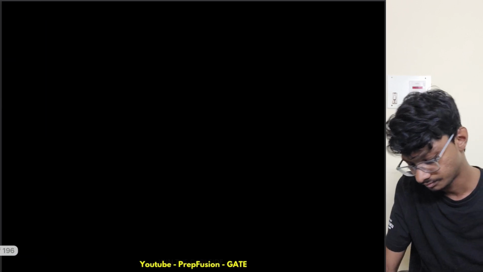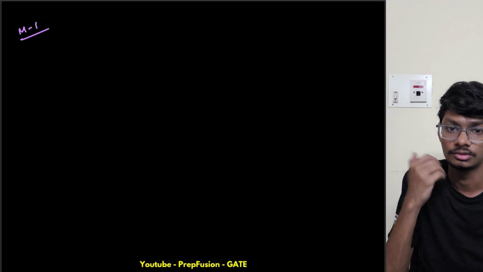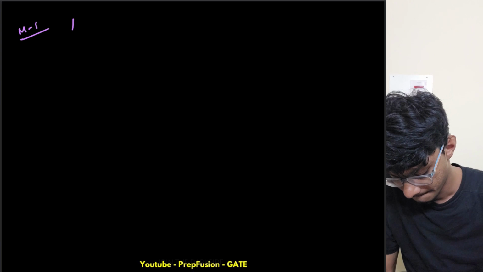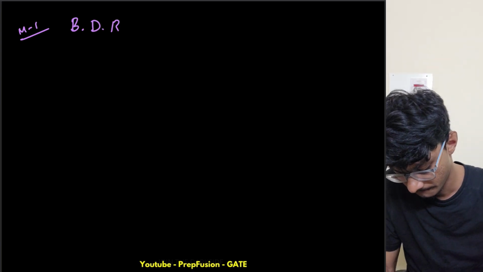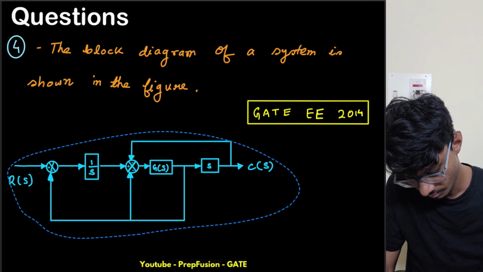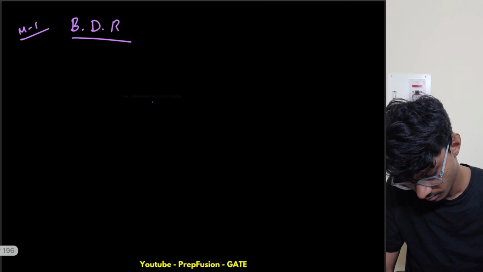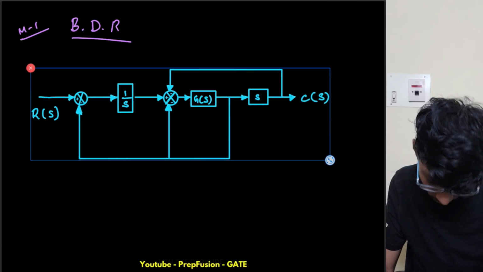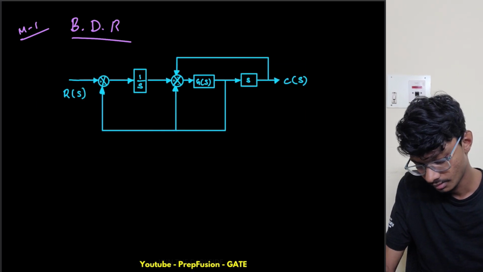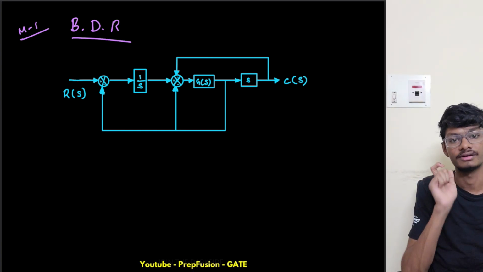Whatever method you find suitable, you use that. First I'm using the block diagram reduction technique. Okay, so let me copy this. So what I am observing is this, how can you further reduce it? Just think about it. How can you further reduce it?